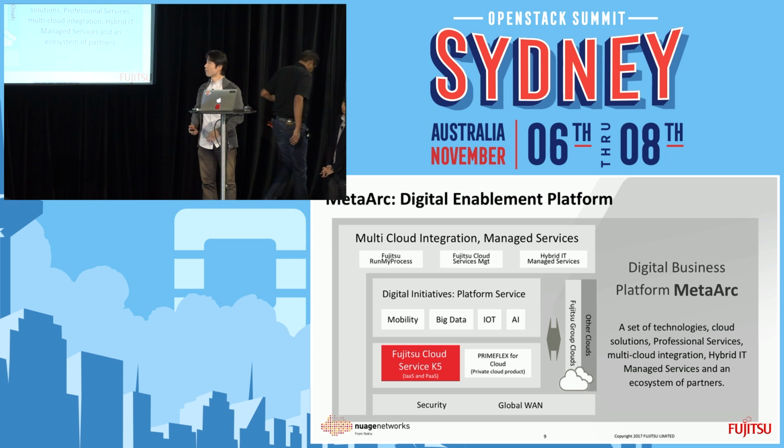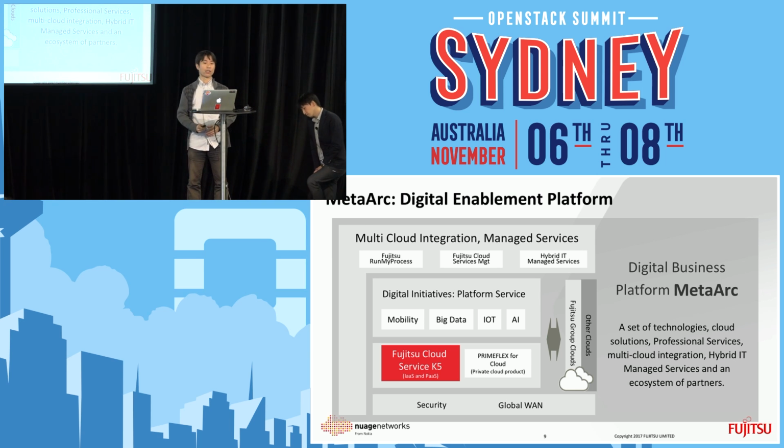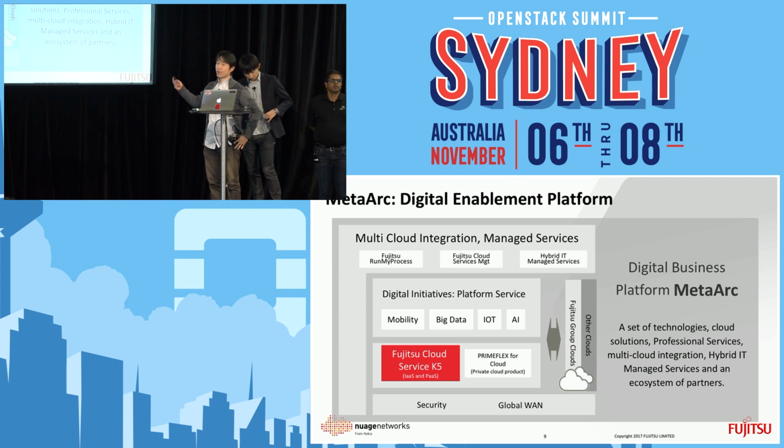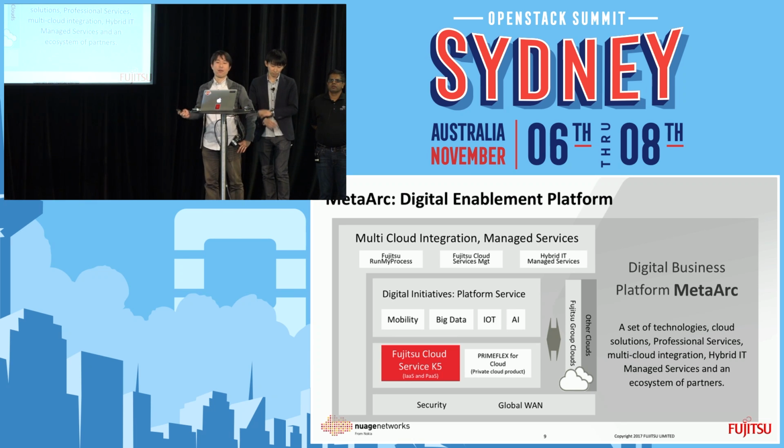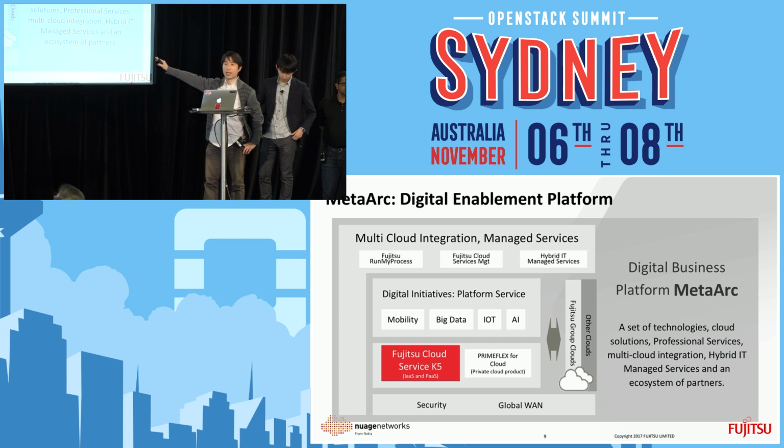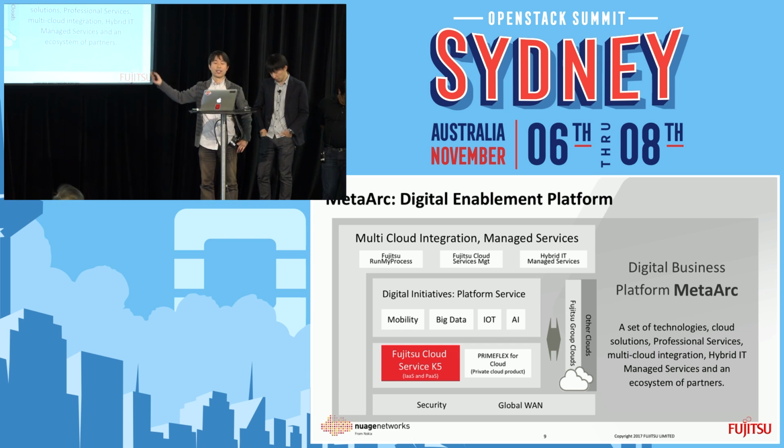At first, I will briefly explain about our Fujitsu cloud services, MetaArc and K5. Here shows MetaArc's portfolio. MetaArc is our brand name that contains a comprehensive set of cloud technologies, solutions, services, and ecosystems. K5 is a key part of MetaArc. It offers public or virtual private IaaS based on OpenStack.